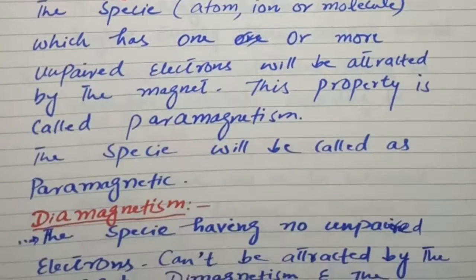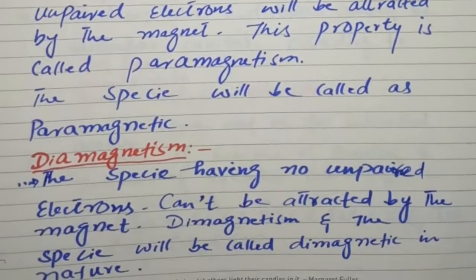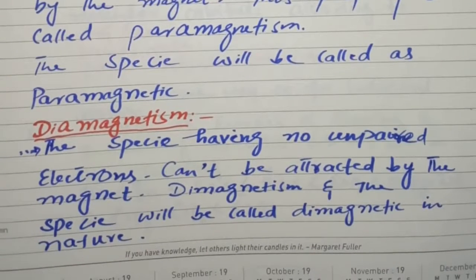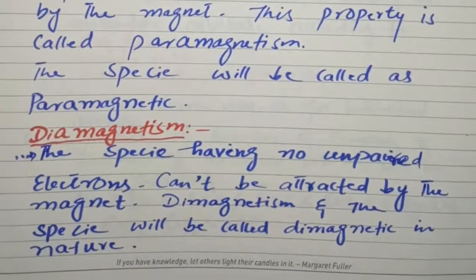Now all those species which have no unpaired electrons in their electronic configuration will be termed diamagnetic in nature, and the species will be called diamagnetic, and this property will be called diamagnetism. We will further explain the two terms in the case of oxygen and in the case of nitrogen.